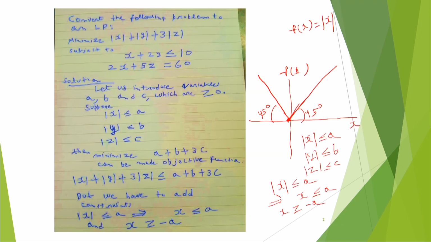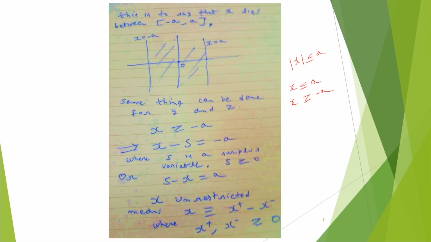So this is what we have said. This is equal to this thing. Now suppose x is greater or equal to minus a, so it implies that x minus s is equal to minus a, where s is a surplus variable, and s is also greater or equal to 0. Otherwise s minus x is equal to a, because we can write like that. But x is unrestricted, you know, x can be positive, negative, both.